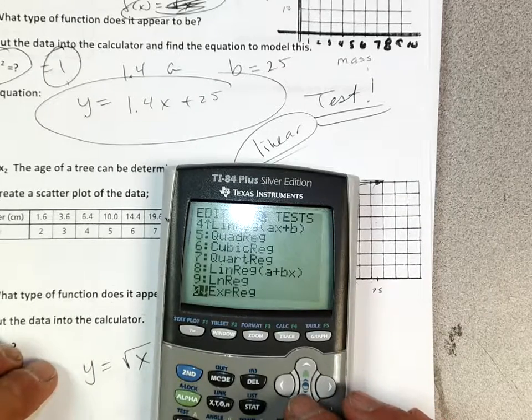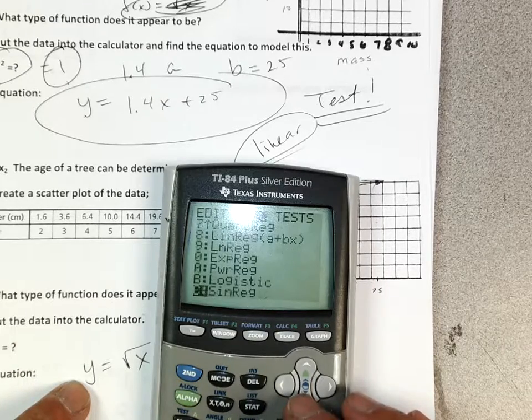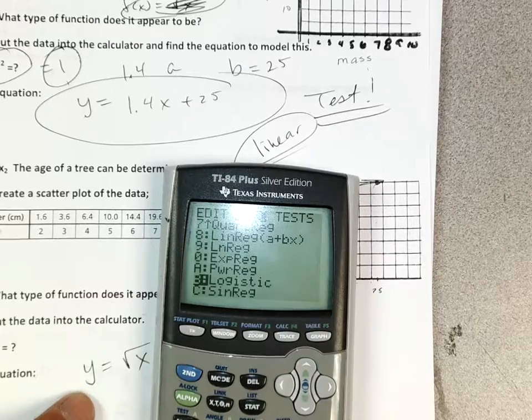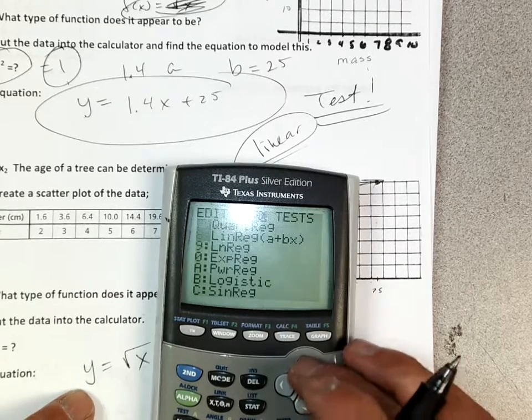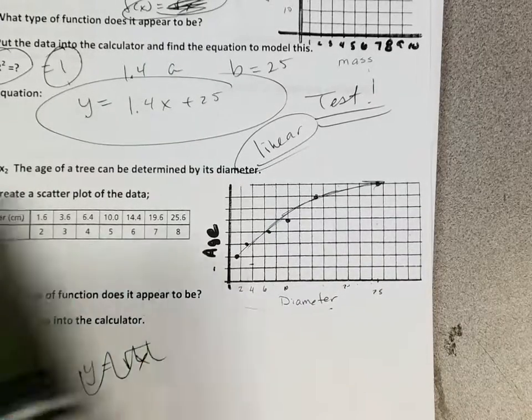We could do it as an exponential, but nope. Power, nope. I definitely could do a log, but you guys don't know how to do a log yet. So let's try. Let's do quadratic. It might work for our quadratic, okay? So we'll try our quadratic, okay?